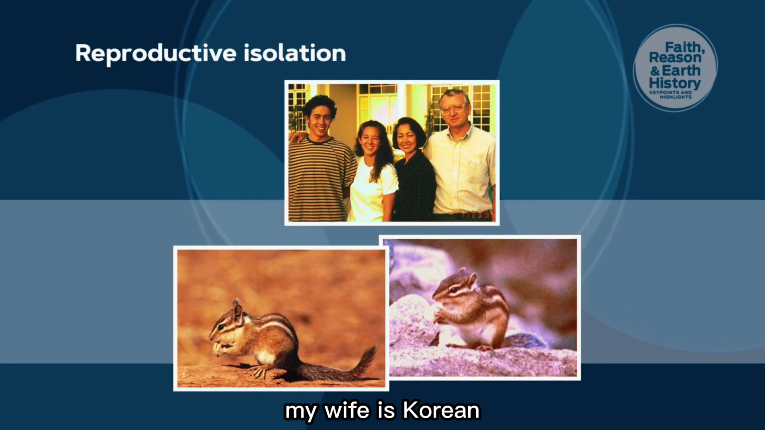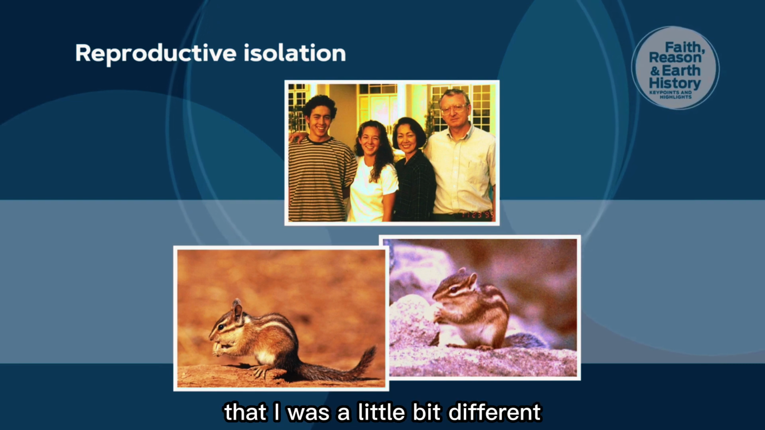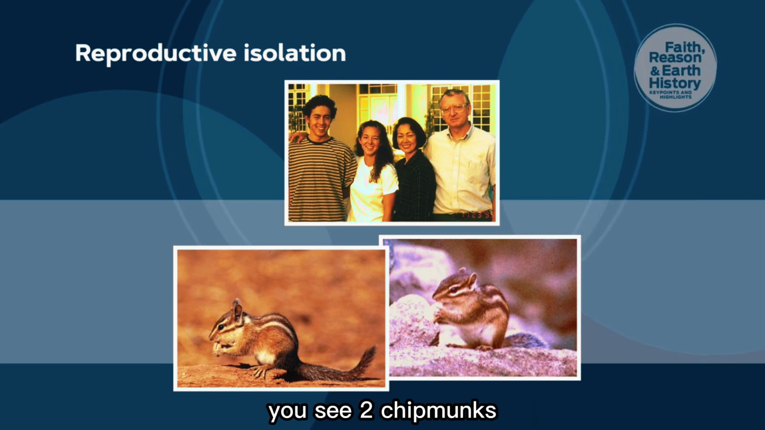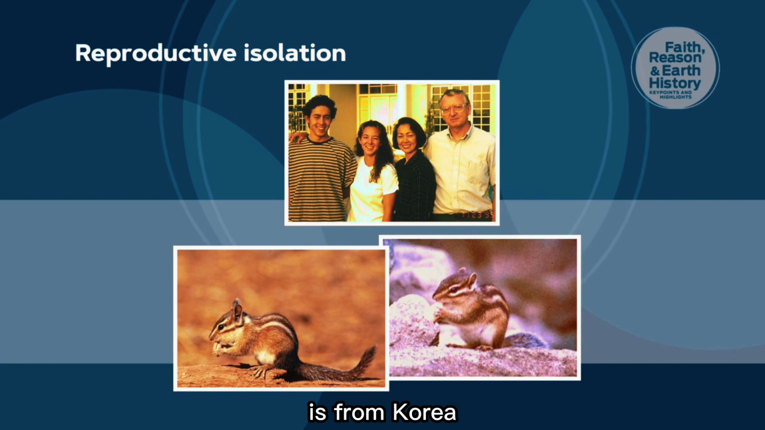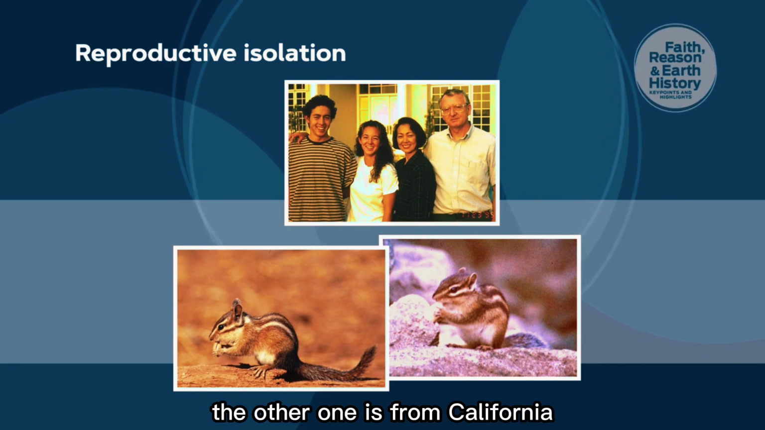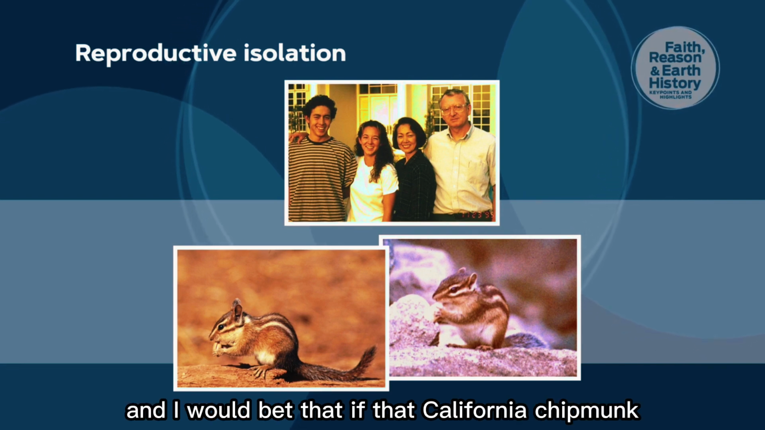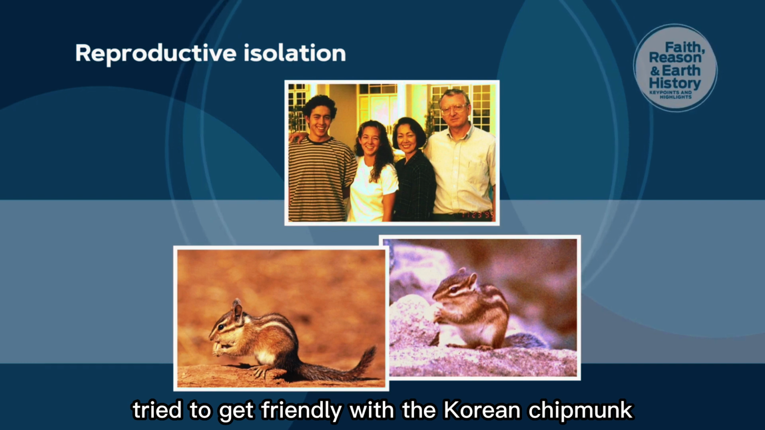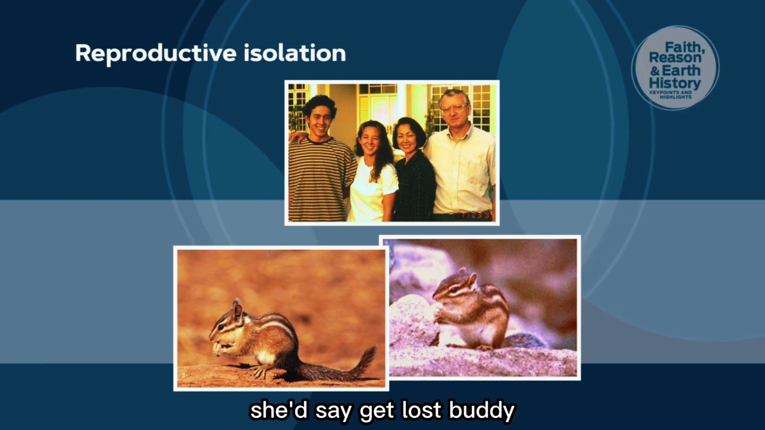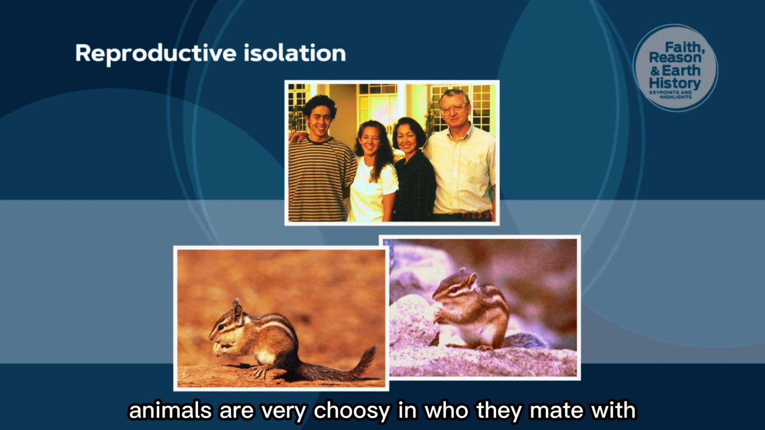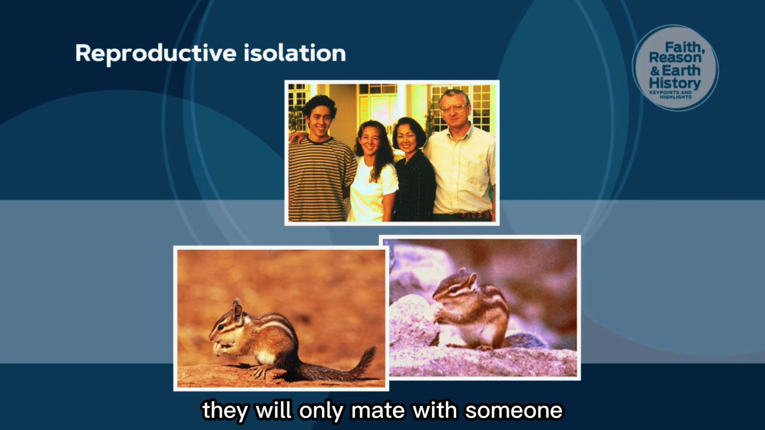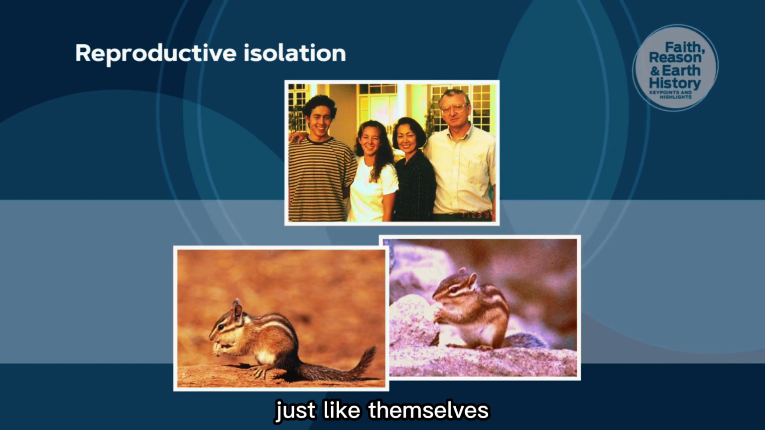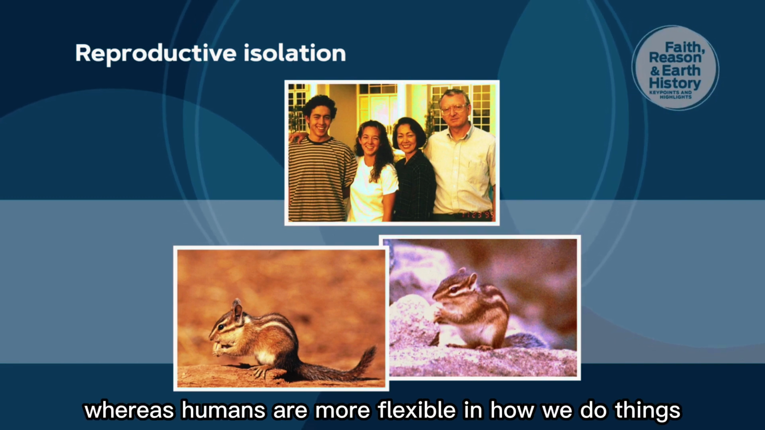My wife is Korean, but it didn't bother her that I was a little bit different. But in the bottom, you see 2 chipmunks. The one on the right is from Korea, the other one is from California. And I would bet that if that California chipmunk tried to get friendly with the Korean chipmunk, she'd say, "Get lost, buddy, you smell funny and I don't know you." Animals are very choosy in who they mate with. They will only mate with someone just like themselves, whereas humans are more flexible in how we do things.